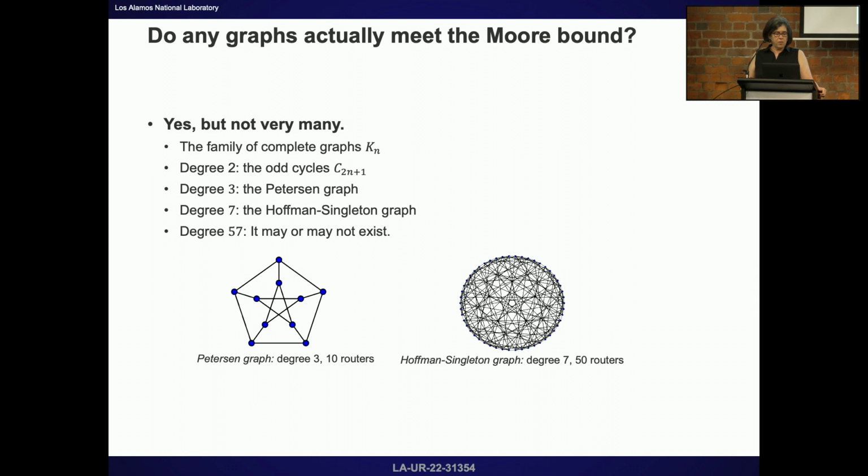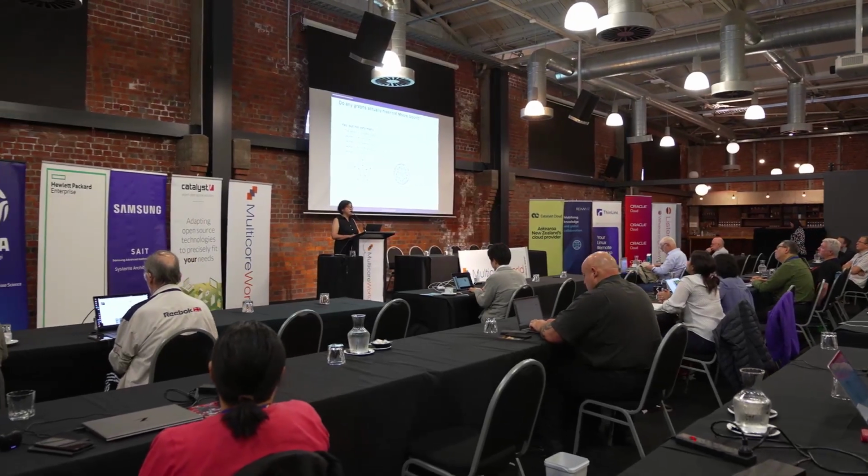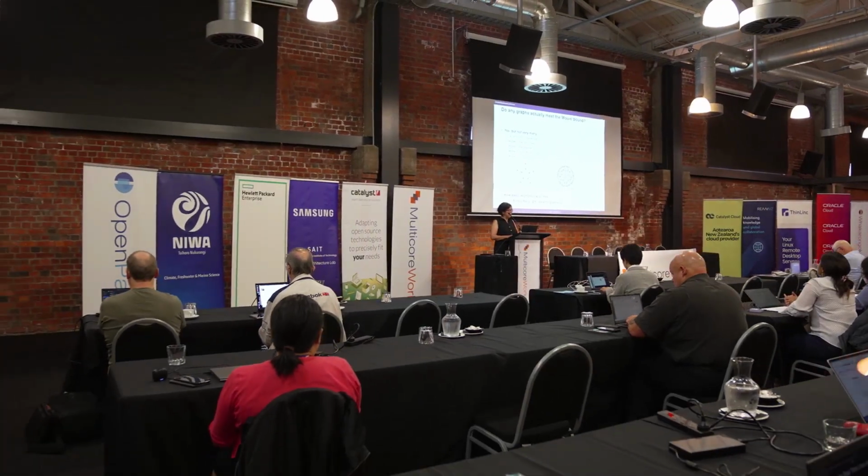There's the Petersen graph, and that's one graph. You see it right here. It's not a family. And the Hoffman-Singleton graph, that's also one graph, degree 7. And there's just not a lot of design points. So if you happen to want to do those exact things, you're in business, but otherwise, no. And then there's a degree 57, which we don't even know if it exists. There's a lot of papers about things that would surround it. And that's it. That's all that meets the Moore bound.